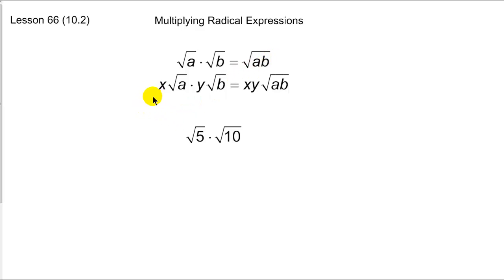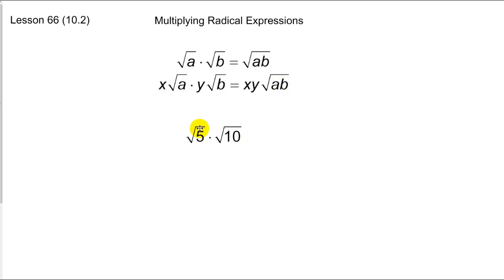Now also, if we throw constants into the mix, we have a coefficient out in front of a radical multiplied by another coefficient in front of a radical. That's equivalent to the product of the coefficients times the product of the radical factors under the radical.